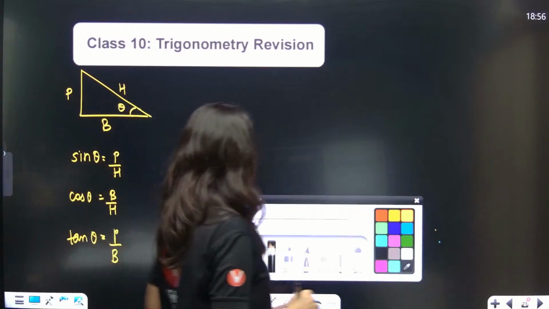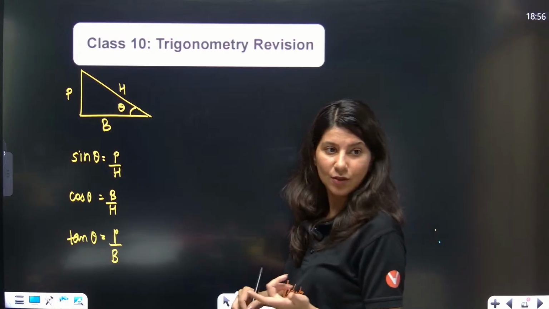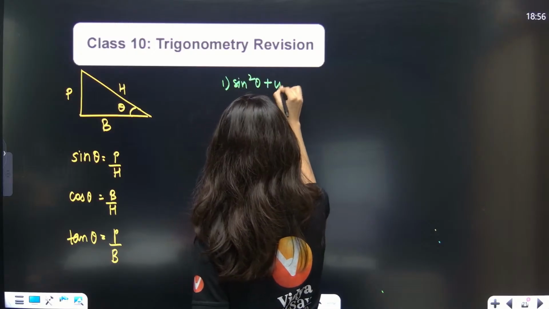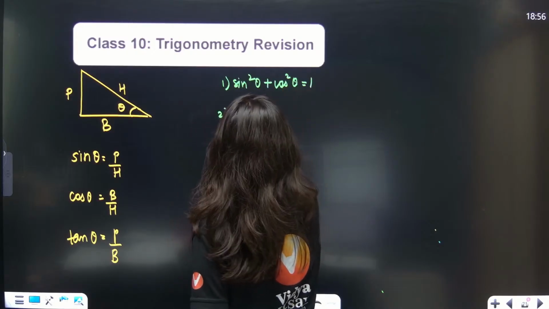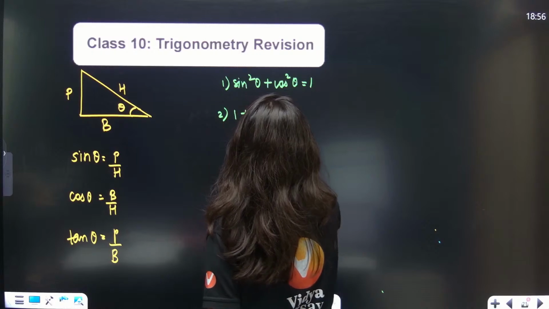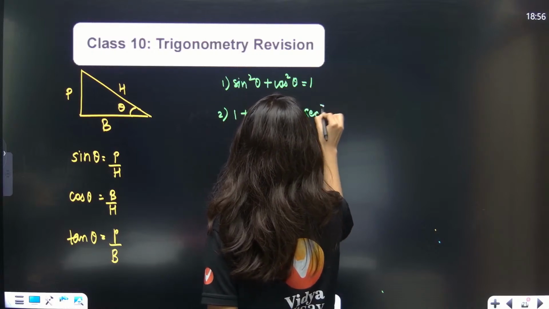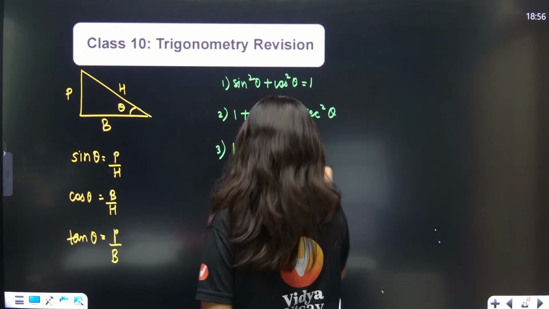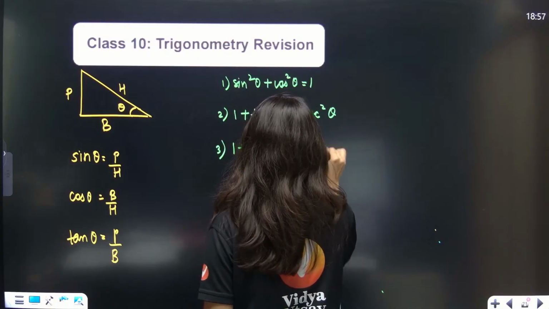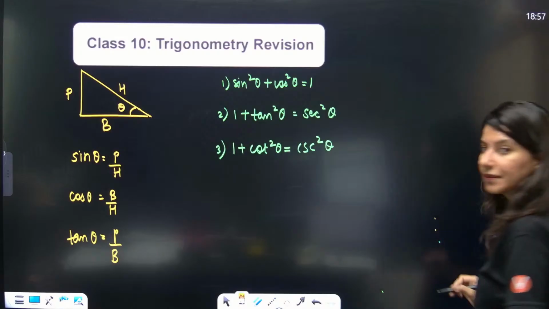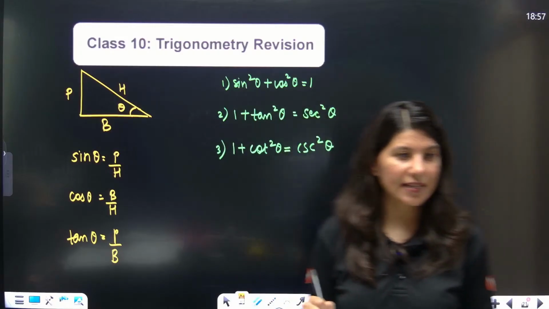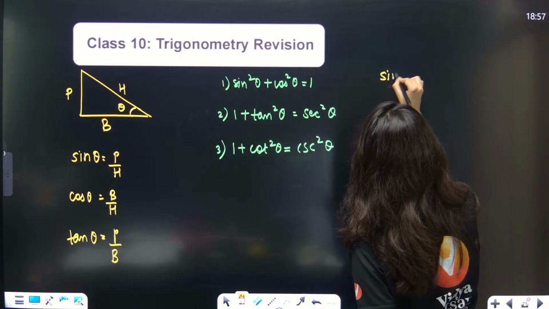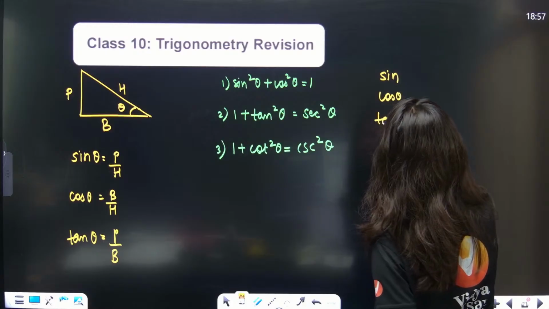Then we have basic identities also. Sin square theta plus cos square theta is 1. 1 plus tan square theta is equal to sec square theta. And 1 plus cot square theta is equal to cosec square theta. Okay? All right? Yes, everybody?